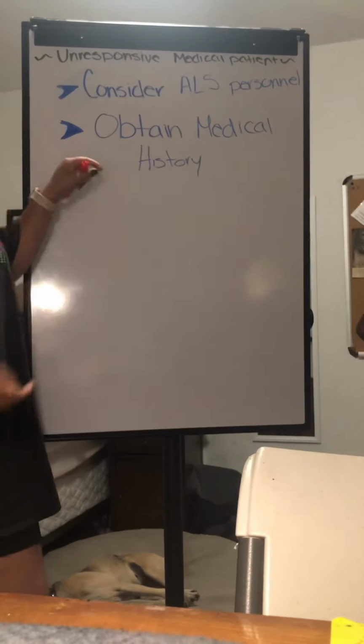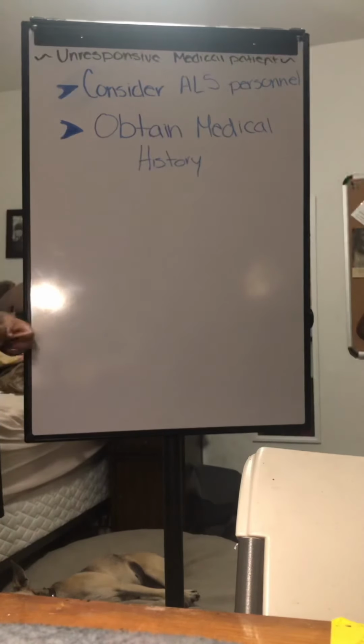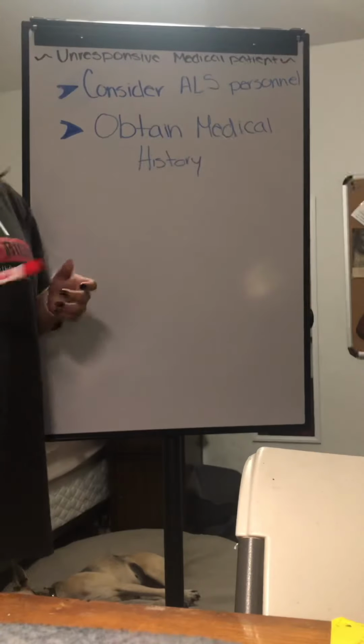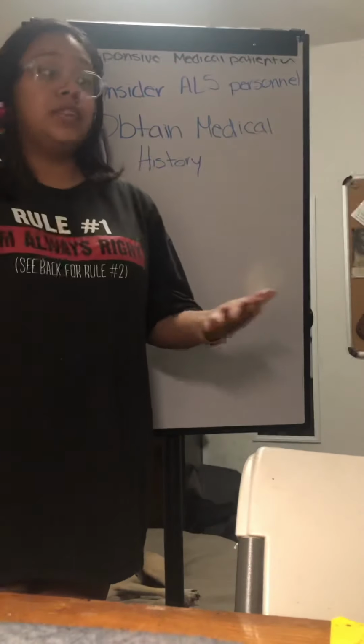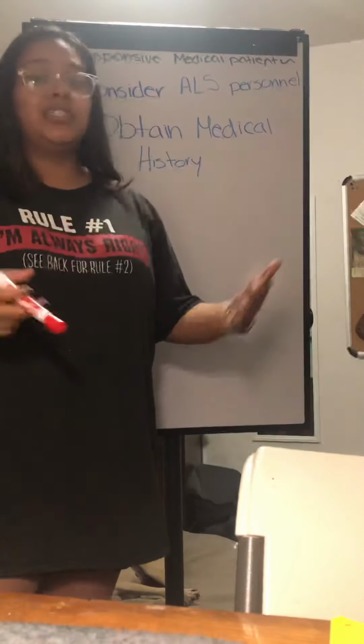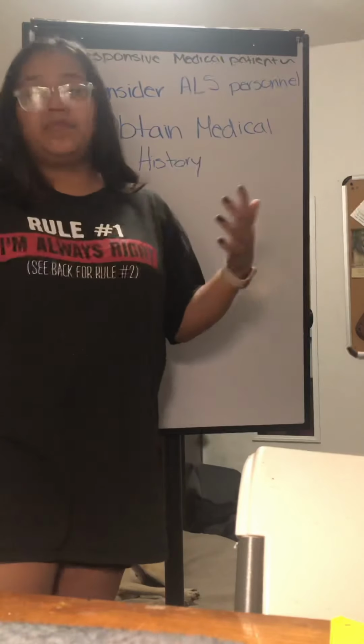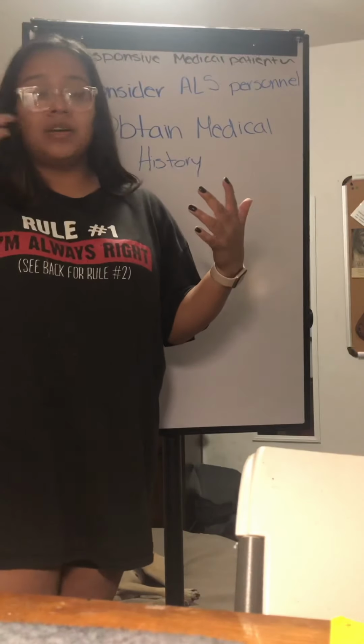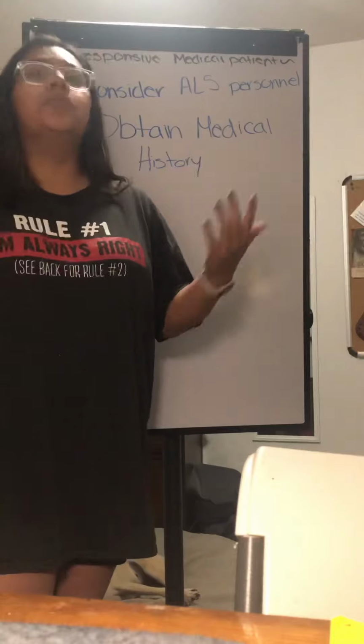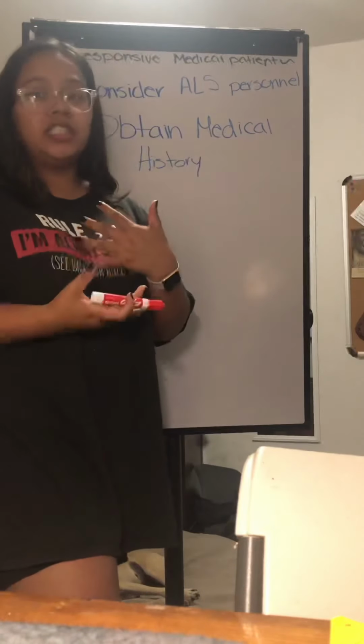And then the fourth step is to obtain medical history. That one is more that we just want to know the name of the patient, his age, his medical history. Did anybody see anything? Was he complaining about something before he went unconscious?